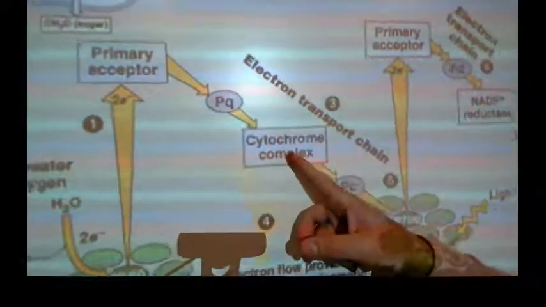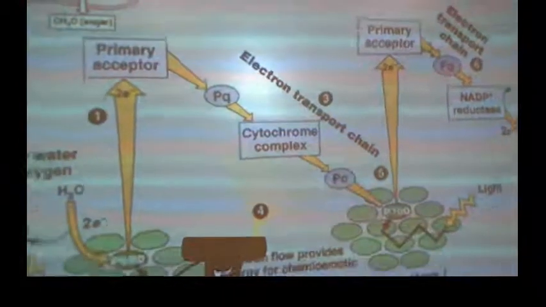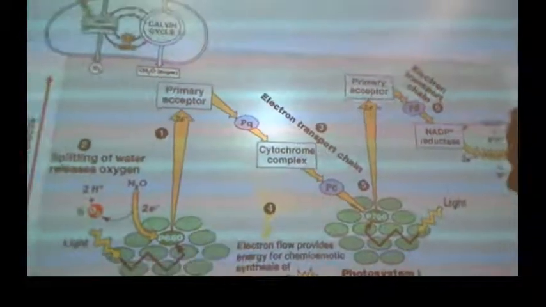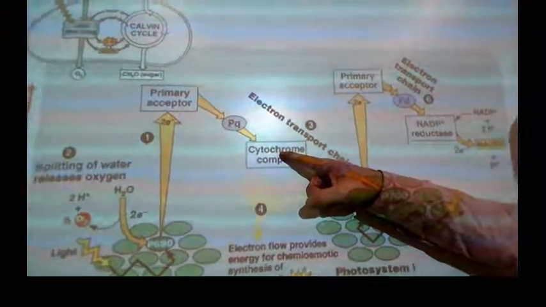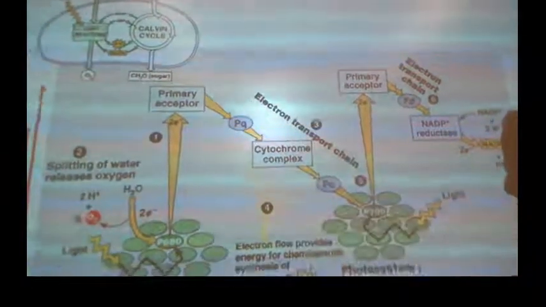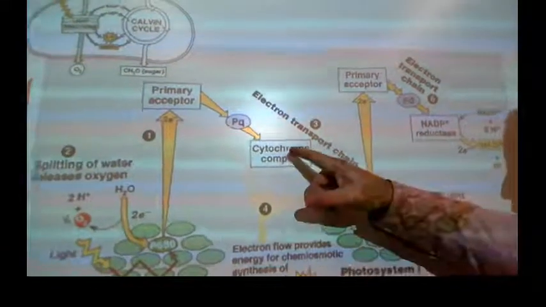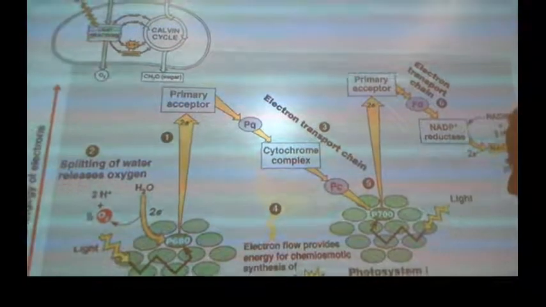And then they're going to move to another membrane protein, which is called the cytochrome complex. The cytochrome complex is actually a proton pump, an H plus pump. That's going to pump hydrogens to create ATP. So this is where we make our ATP. We're going to use some of the energy from those electrons to make ATP.